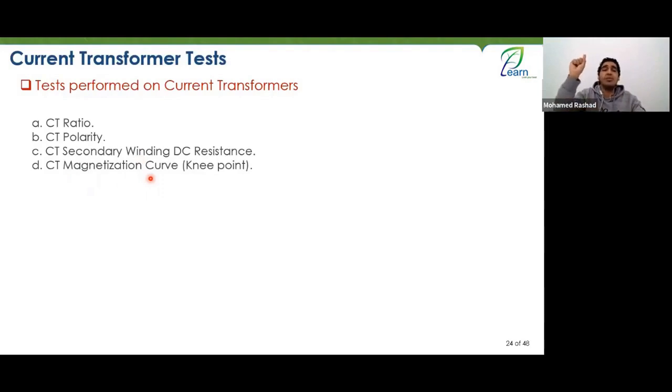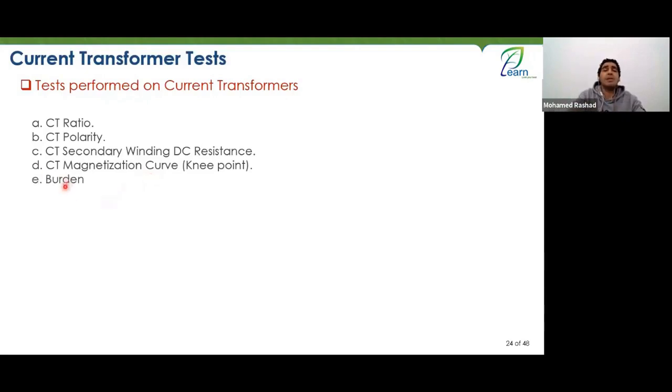What is the knee point voltage at which it saturates, or just before it fully saturates? What is the excitation current at that point? And does the current actually increase by 50% when the voltage increases by 10% or not? I want to see the behavior of my curve completely.